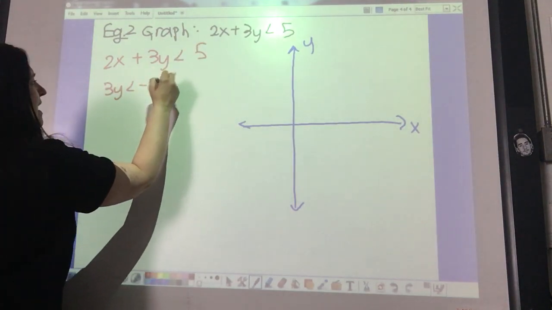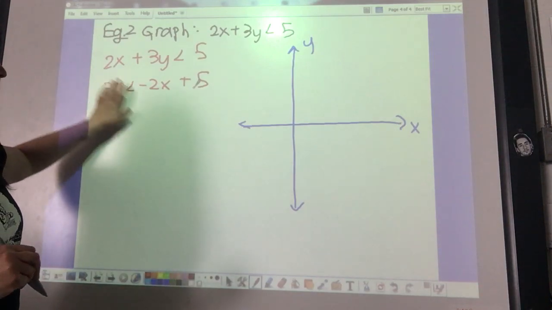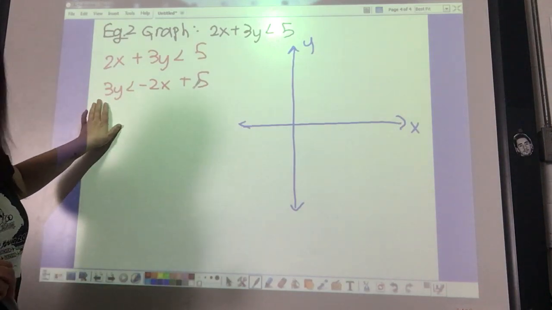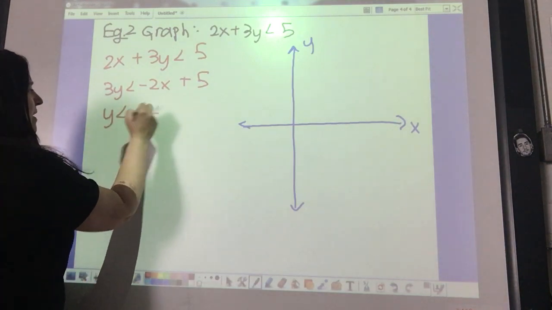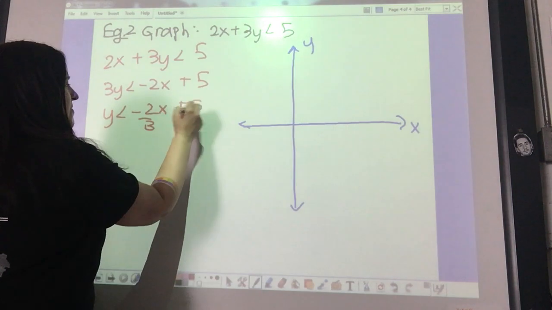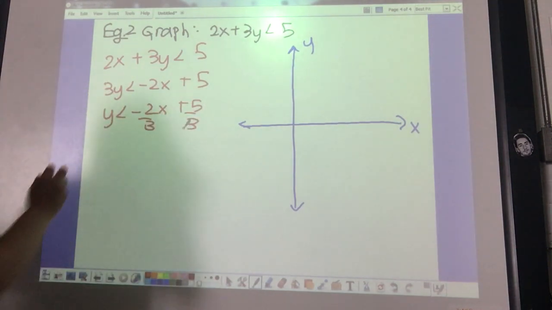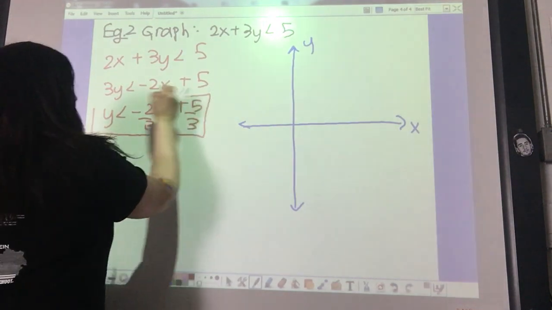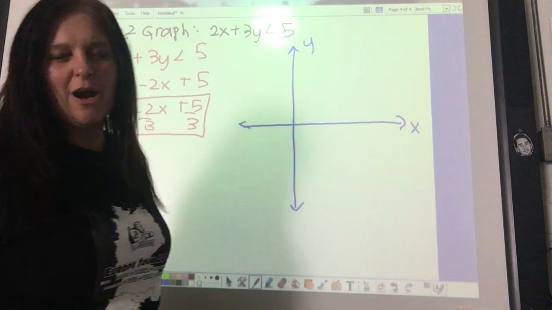Again, you treat the inequality like it's an equal sign. So subtract out the 2x. Again, I have a number in front of the y, so I'm dividing everything by 3. But there's no need to flip the sign because I divided by a positive 3, not by a negative, so I don't change the sign. And there you go. Well, that was easier. Oh, but look, now we have to graph fractions. How do we graph fractions?